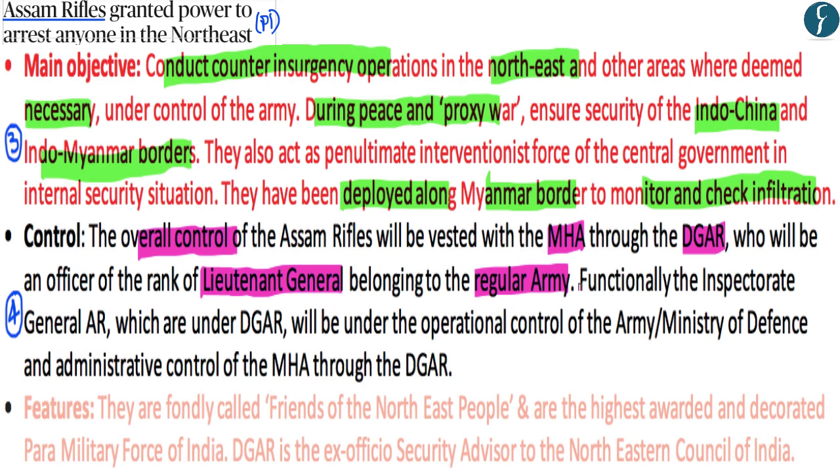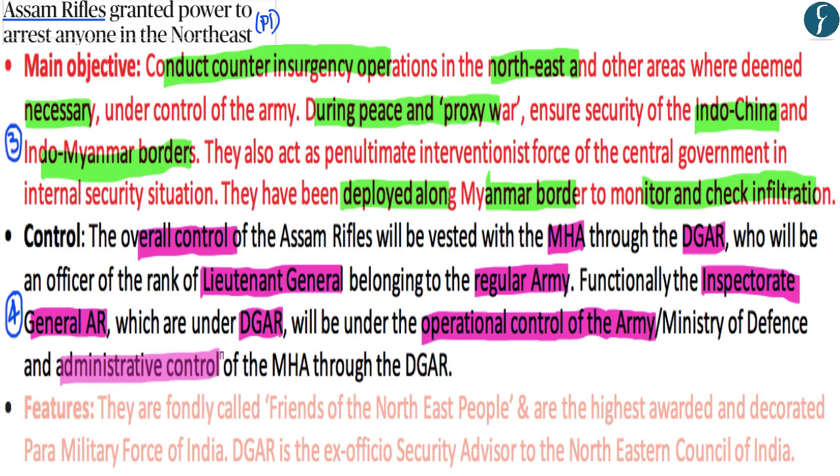And there is an important differentiation with regards to the command structure of Assam Rifles that you need to understand. The Inspectorate General of the Assam Rifles, who works under the Director General of Assam Rifles or the DGAR, are under the operational control of the Indian Army. However, with regards to administrative control, they are under the Ministry of Home Affairs. This is an important distinction that has been made for the Assam Rifles, whereby their operational control is under the Army, whereas the administrative control is under the Ministry of Home Affairs.